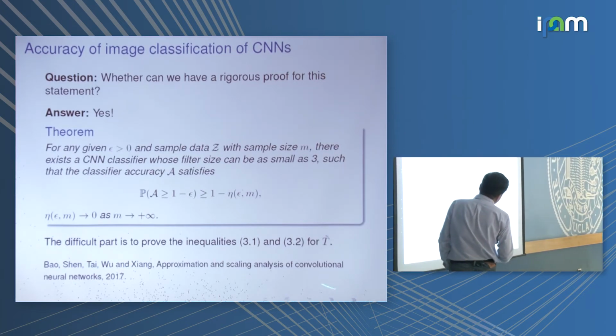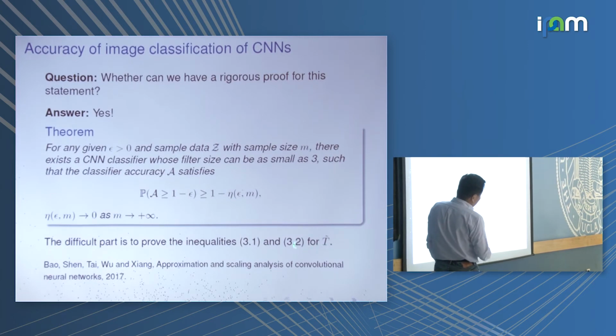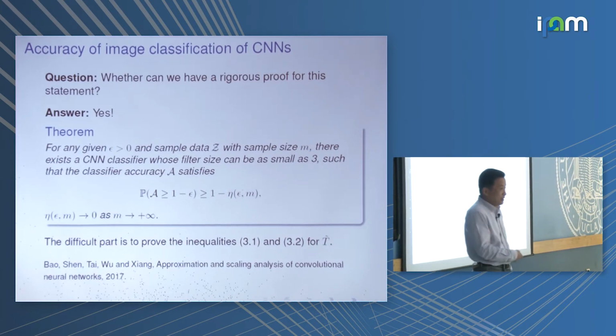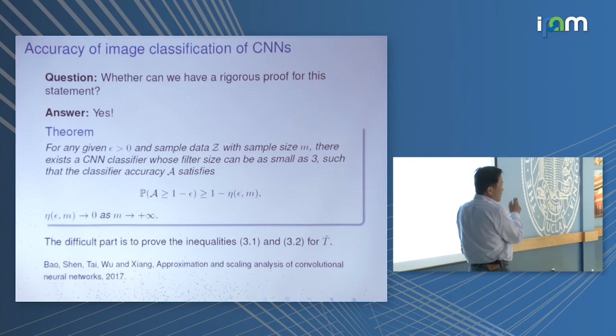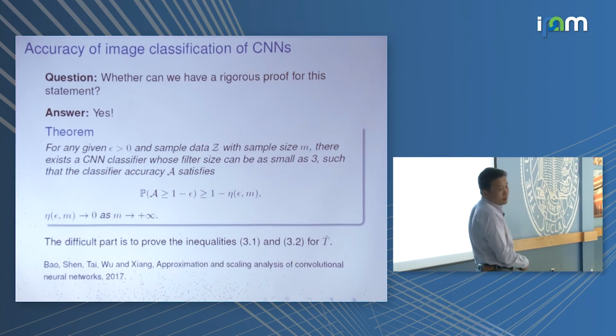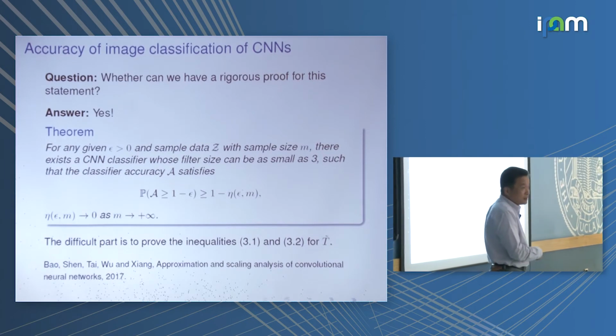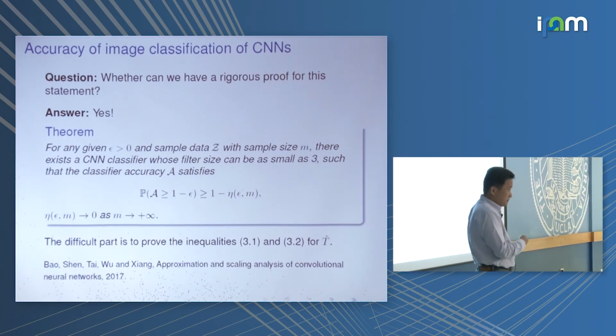The key issue is still to prove that the T you learn from the CNN, from image space to the feature space, satisfies the two properties. That's the key.